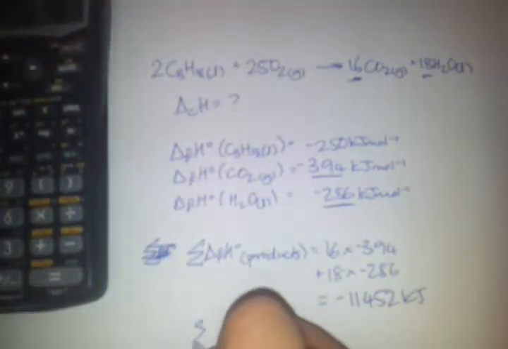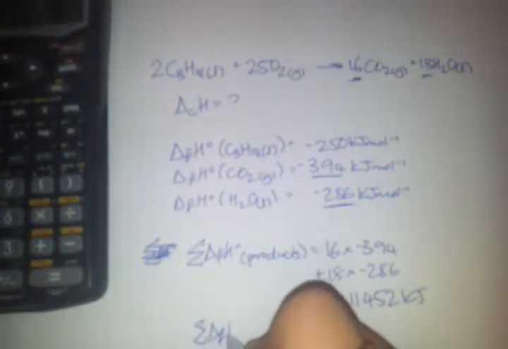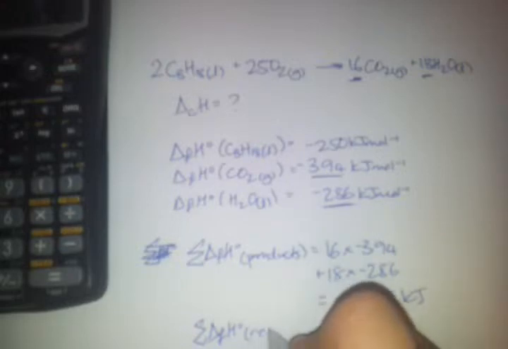That doesn't seem right. Okay, no it is. Okay, so that equals negative 11,452 kilojoules. Then I need to find the sum of the enthalpies of formation of the reactants.